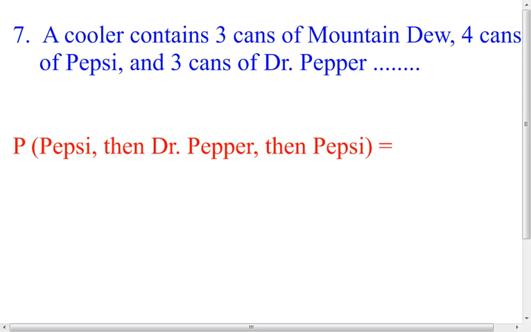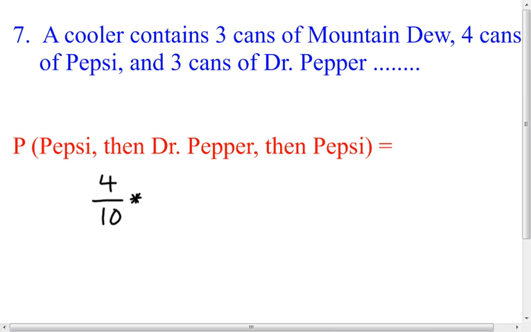All right, a couple other situations here. This time I have a cooler in it: 3 cans of Mountain Dew, 4 cans of Pepsi, 3 cans of Dr Pepper. I want to know the chances that, first of all, I get a Pepsi. So there are 4 cans of Pepsi out of 10 cans total. Notice I didn't say anything about replacement, so you're going to assume that nothing is replaced.